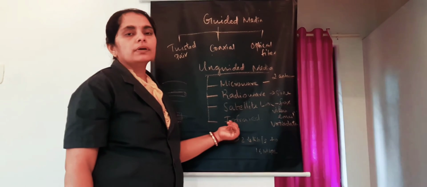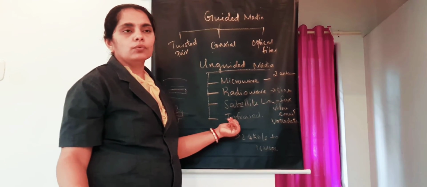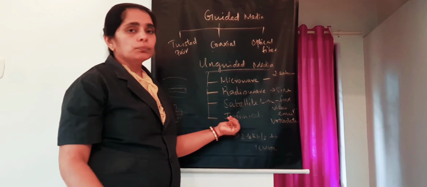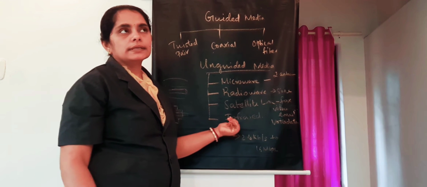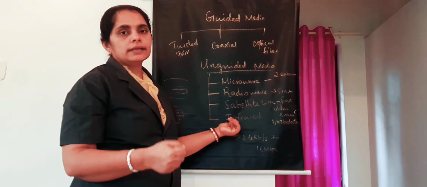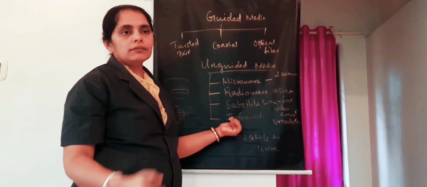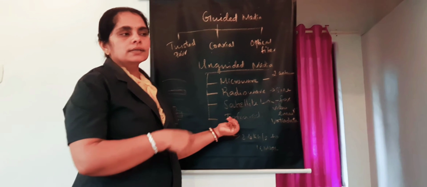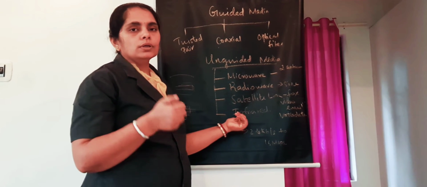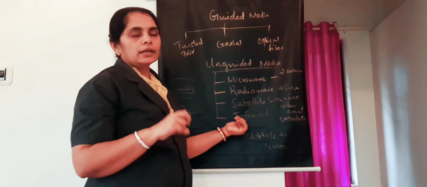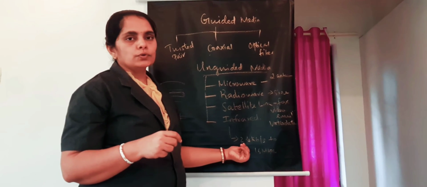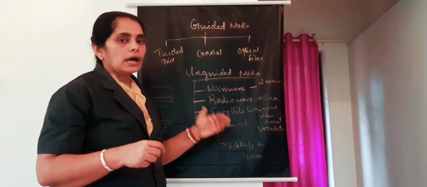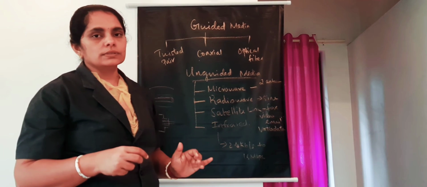The next is infrared. What do you mean by infrared? We use it in Bluetooth devices and TV remotes; that we call an infrared example. It cannot penetrate a building, so if we are using it in the same hall or room, we use infrared. The data rate is 2.4 to 16 Mbps only for infrared. These are unguided media, that is, wireless transmission.